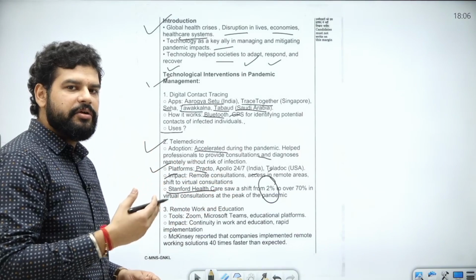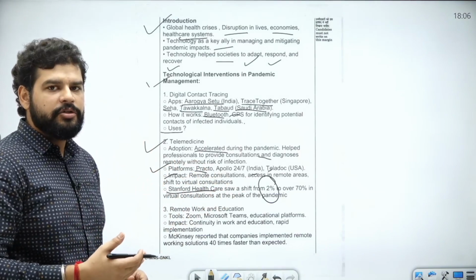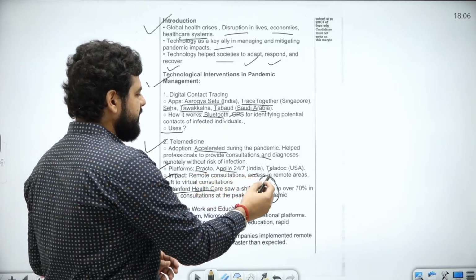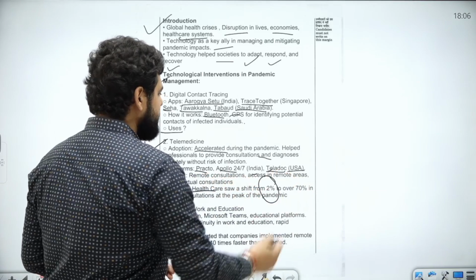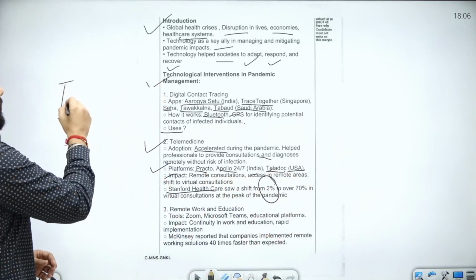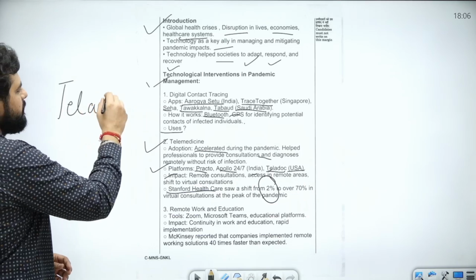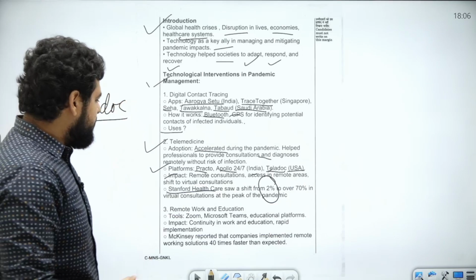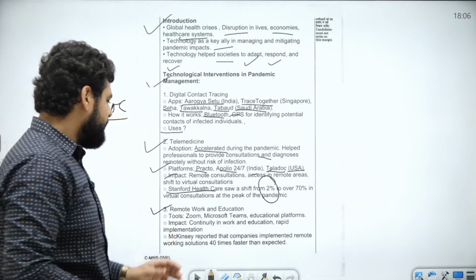Like I mentioned in the introduction, existing technologies should also be mentioned. So Practo, Apollo 24/7, Teladoc in USA, right? Next is remote work and education.